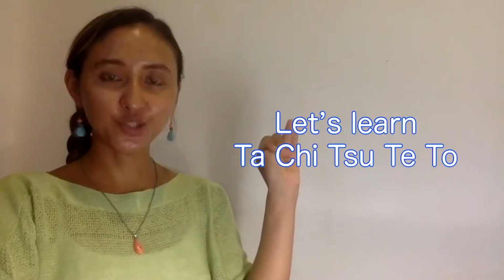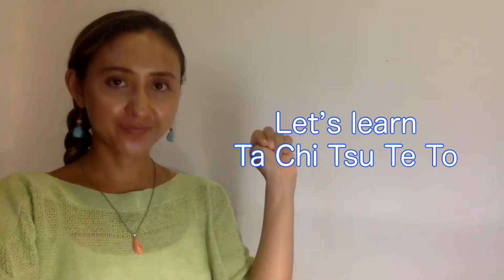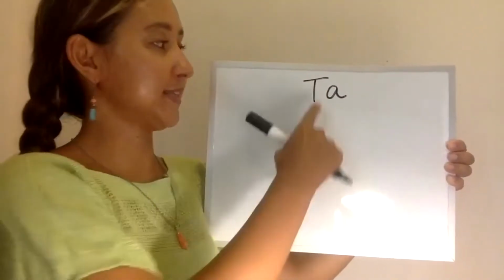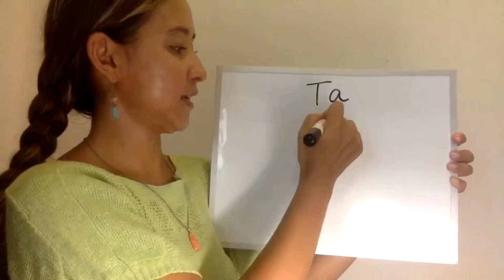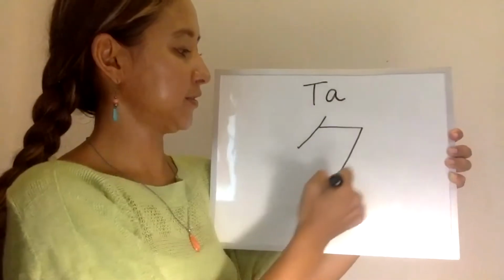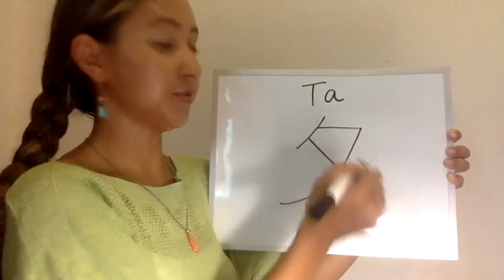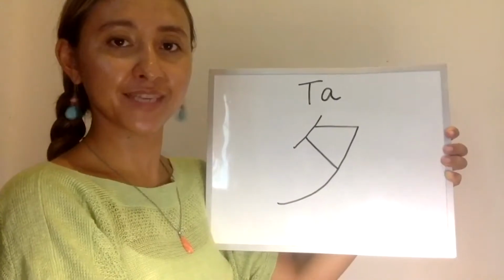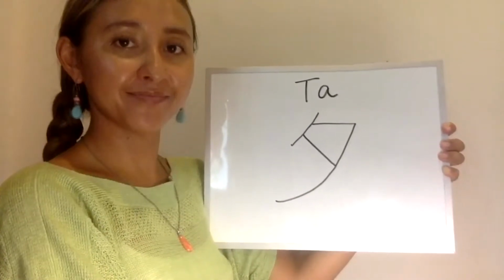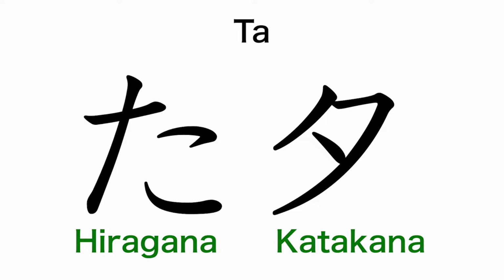You're going to learn Ta, Chi, Tsu, Te, To. The first one is Ta. 1, 2, 3. Ta, ta.